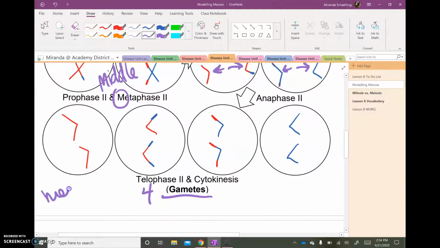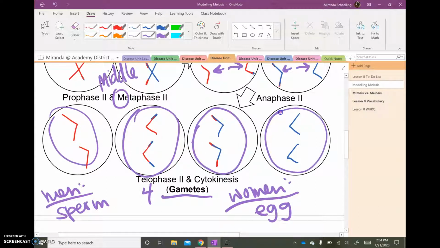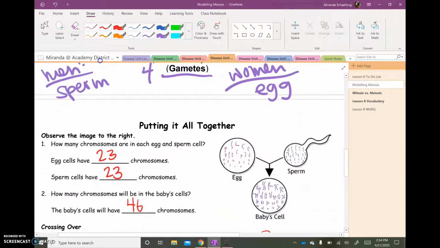Remember, for men, this is what creates your sperm cells. And for women, this is what creates your egg cells. So we have 4 sperm possibilities, or 4 egg possibilities. And if you notice, they all look different. So we have all reds here. We have red with blue tips. We have blue with red tips, and we have all blue. So each one of these cells is going to make a different looking baby, or a baby with different features. And that's one of the cool things about meiosis.